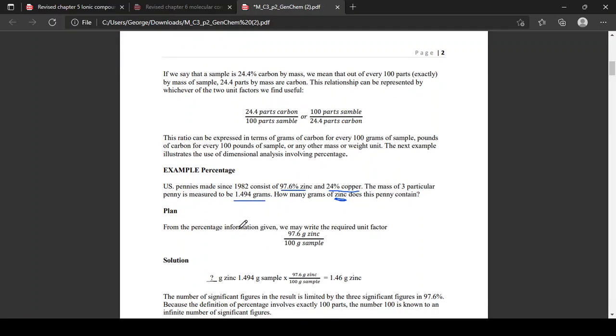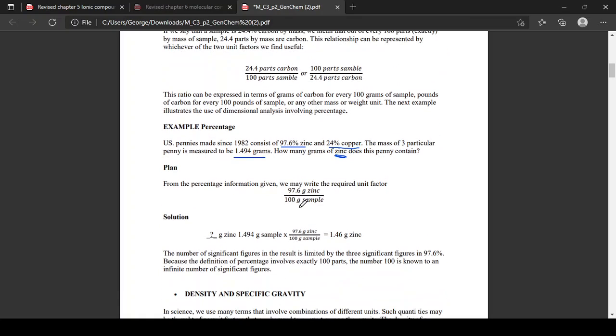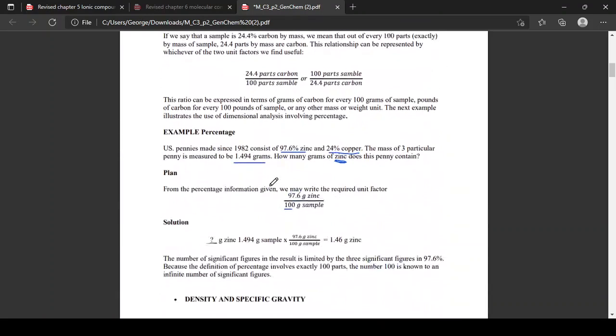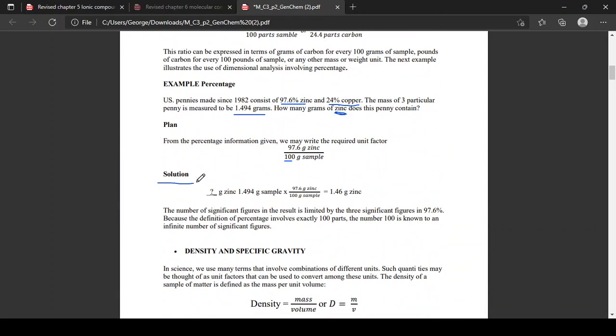So from the percentage information given, we may write the required unit factor of 97.6 grams of zinc over 100 grams of your sample. 97.6 over 100. The 100 is given in the formula. It is a constant. Next, we have your solution. How do we solve this? Because we are finding zinc in your percentage.